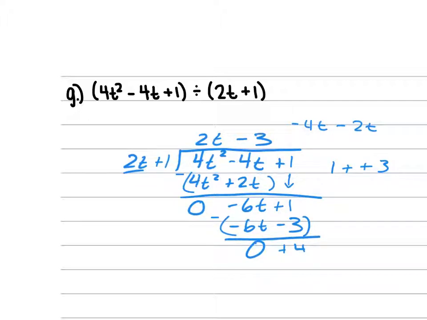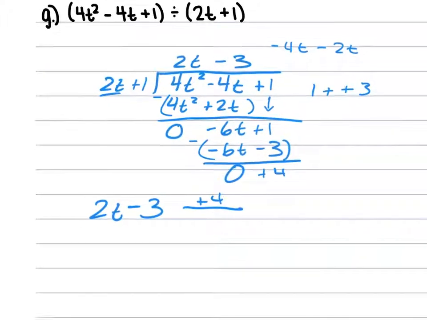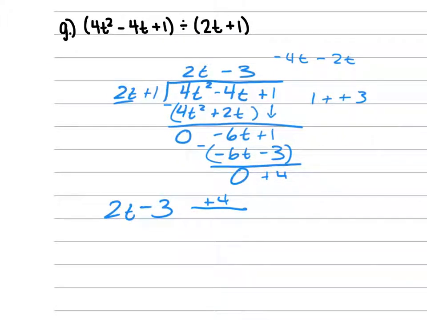How do I write this answer? You would put 2t minus 3, and then 4 would be your numerator. Plus 4. We need a plus there. It needs to be plus or minus there so we know if we're adding or subtracting it. And the denominator is 2t plus 1.